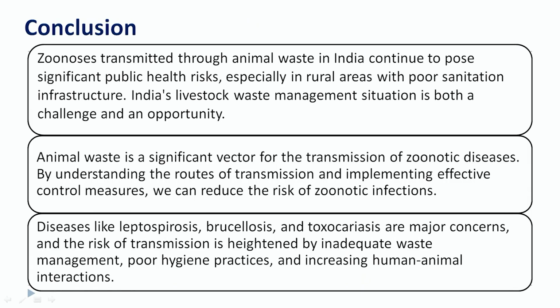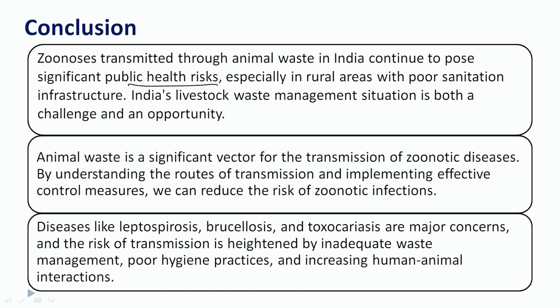So here we can conclude that zoonoses transmitted through animal waste in India continue to be an important public health concern, especially in rural areas where sanitation is poor and infrastructure facilities are of very low quality. Animal waste acts as an important factor for transmission of different zoonotic diseases. By understanding the routes of transmission, effective methods for control can be implemented. Diseases like leptospira, brucella, and toxoplasma are of major concern under our condition because the transmission of these agents occurs by inadequate waste management, poor hygienic practices, and increased interaction between humans and animals.